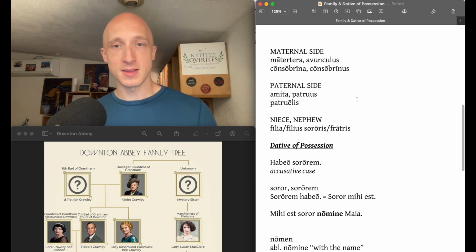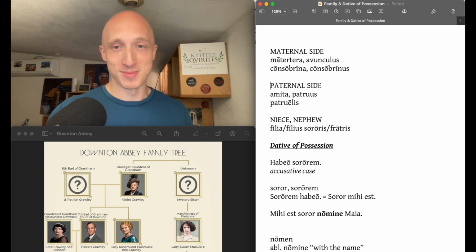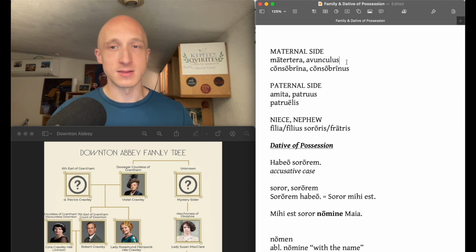And then there's some stuff that was different for the maternal and paternal side. And this is where, certainly from an English perspective, it gets plenty confusing. At least it does to me. So, a maternal aunt is a matertera. The maternal uncle is avunculus. In fact, via French, modern French oncle. This is where we get our word uncle, avunculus. But patruus is the brother of the father. So the brother of the mother is an avunculus.